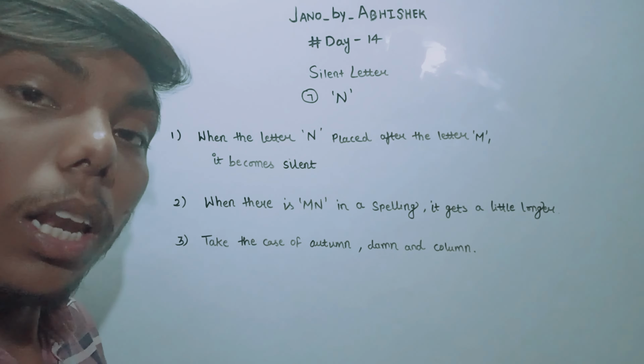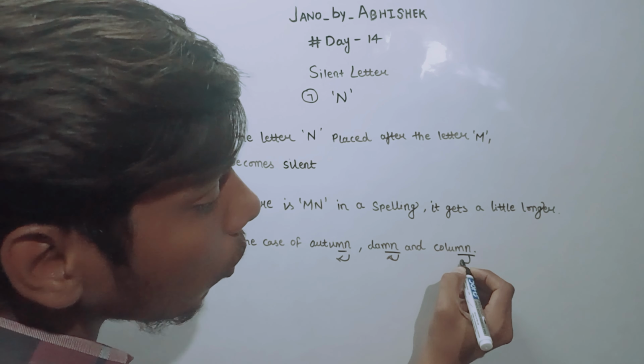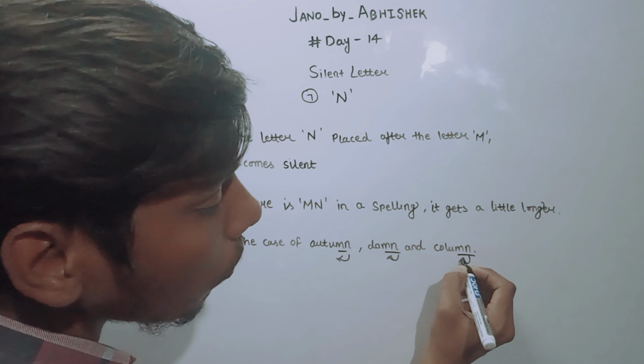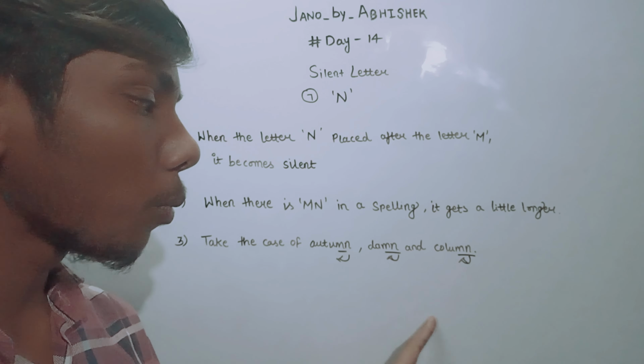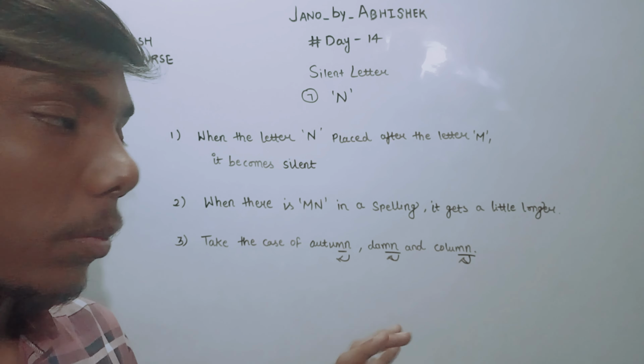As we can see in the examples: autumn, damn, column. Here N is after M. So as per this pattern, as per this rule, we can say that N should be silent in these words. We are not saying autumn with an N sound.